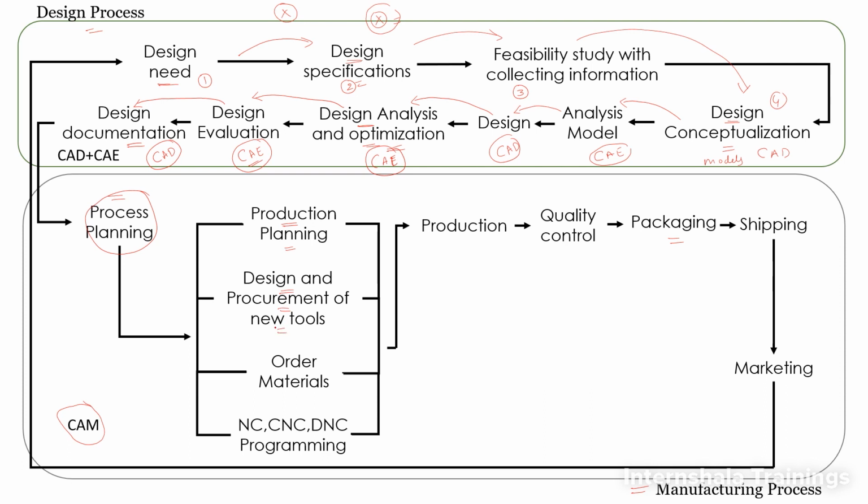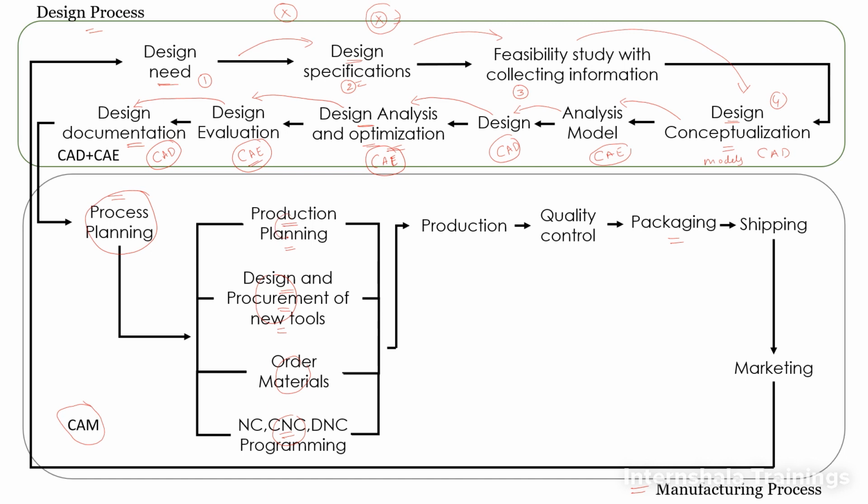So if there is any requirement for specific types of tools that have to be developed for producing the product or not, or we can use the existing tools or not, all these things will be decided in this phase. As well as materials, what materials to order, what materials to acquire, everything will be decided. And then CNC programming and similar programming, all these types of things will be done in the process planning stage.